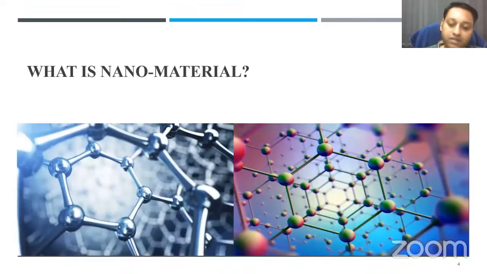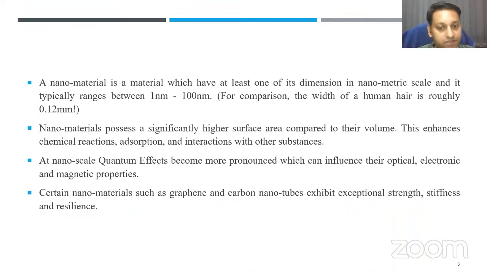So what is nanomaterial? We'll discuss nanomaterials, their physics, and then move to the different applications of nanomaterials. A nanomaterial is a material which has at least one of its dimensions in the nanometric scale, of the order of 100 nanometers or less. If you compare the size of a nanomaterial with a human hair, you can see almost 3 orders of magnitude difference. That is the level we are talking about in terms of technology, and that is the reason it is also called nanotechnology.